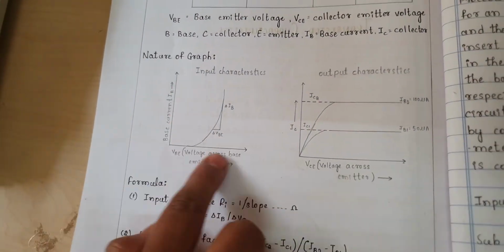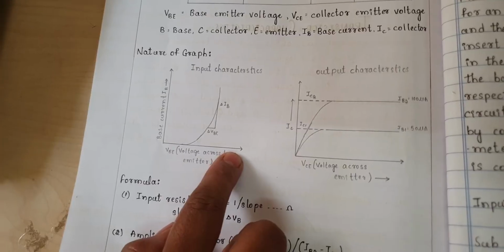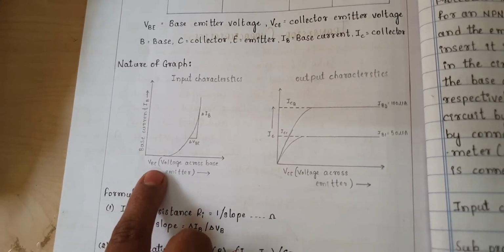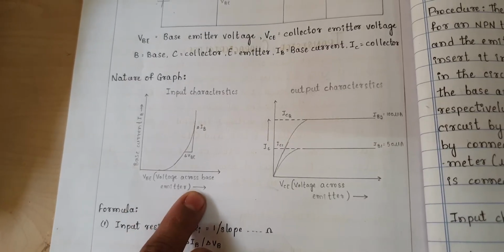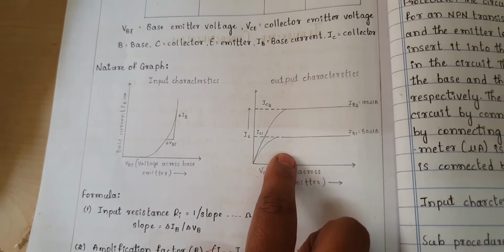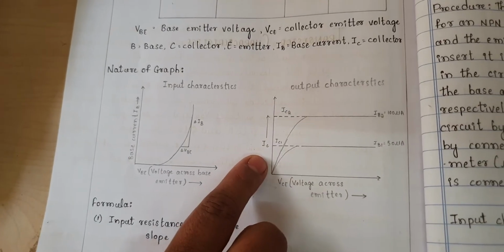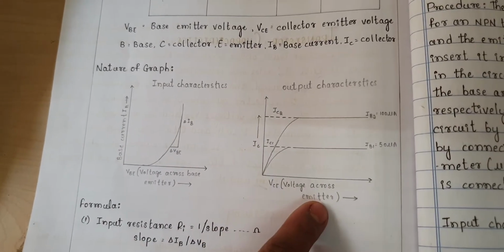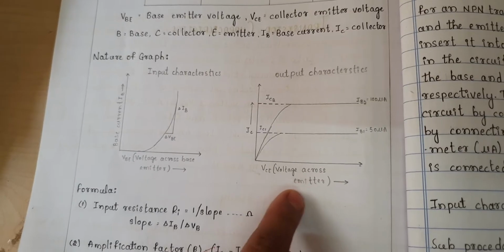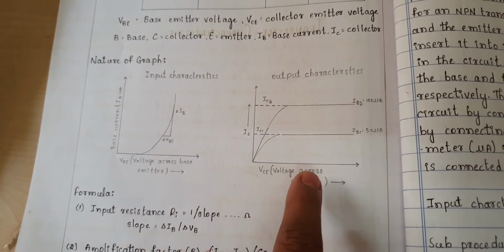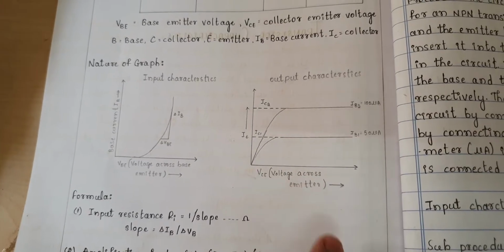Then this is the nature of the graph. For the input characteristics, we are plotting the graph of base current versus the base emitter voltage. And for the output characteristics, we are plotting the graph of collector current versus collector emitter voltage. So these are the two graphs, one for the input characteristics and another for the output characteristics.